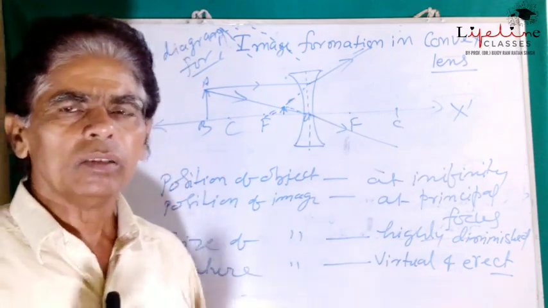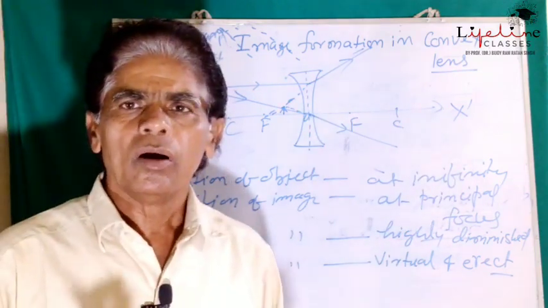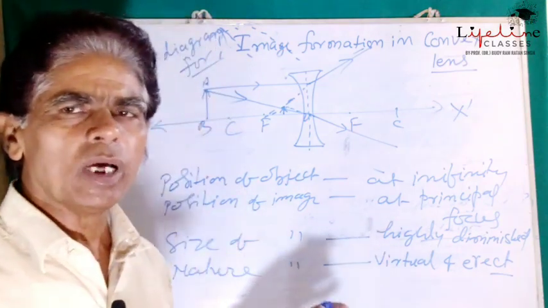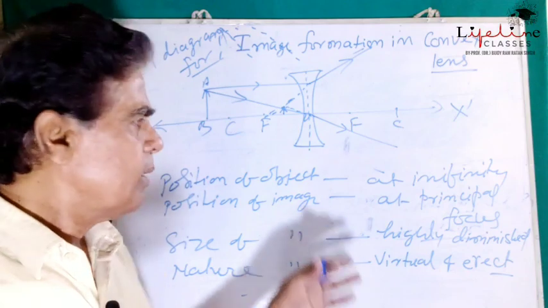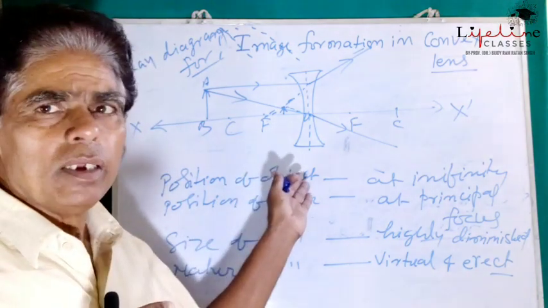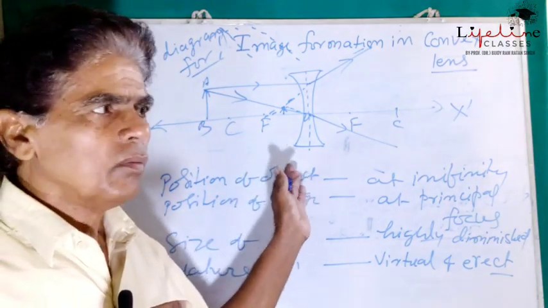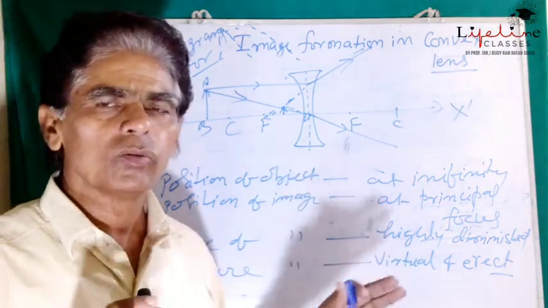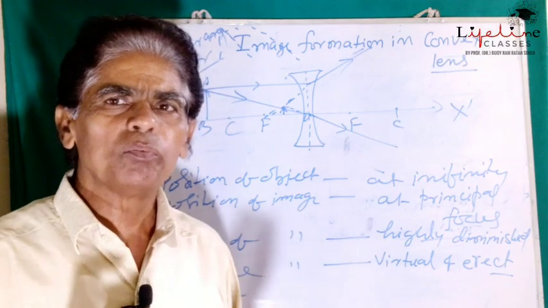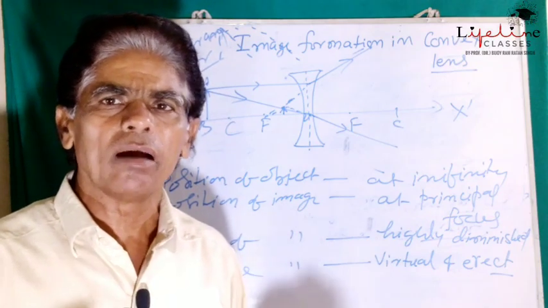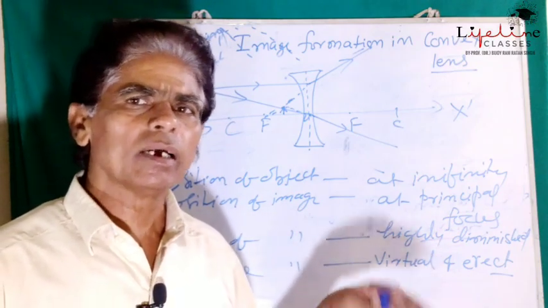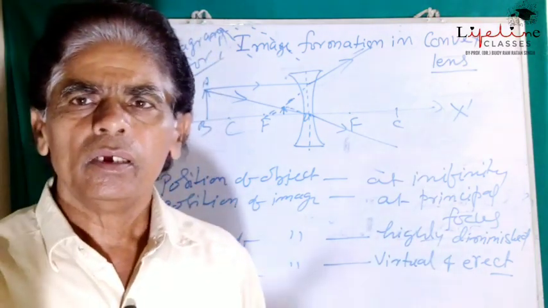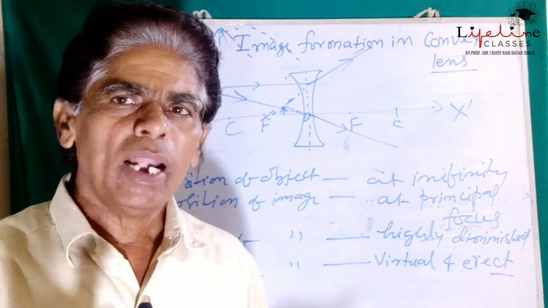So these are the two situations of image formation, or to plot the ray diagram on the paper for showing the image formation in concave lens. So this is all about the image formation or drawing the ray diagram for convex lens and concave lens. Thank you. Next we will study about the lens formula.